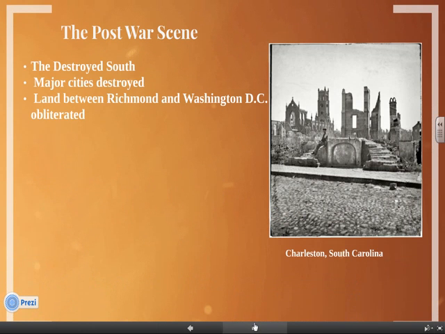The South itself is destroyed. Because of the nature of the Civil War and the way it was waged, it was decided by the Confederacy to wage a defensive war. Let the Union invade them. It's easier to defend than it is to attack. It takes less men to defend than it does to attack, and the South was numerically inferior.